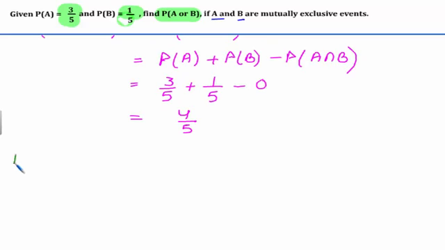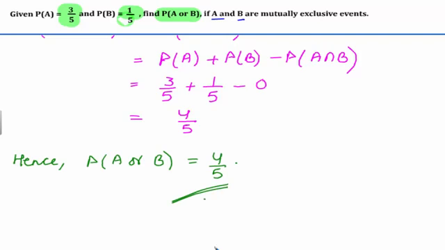Hence, the required probability is equal to 4 upon 5. This completes the solution.